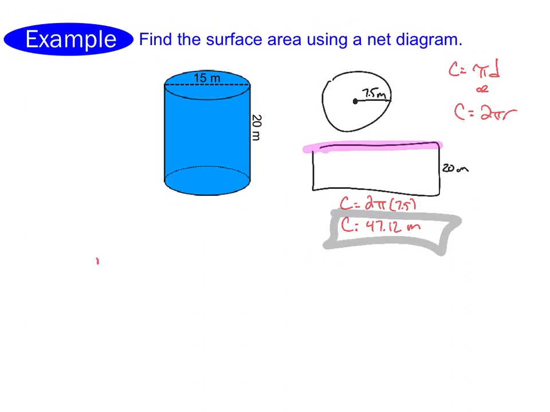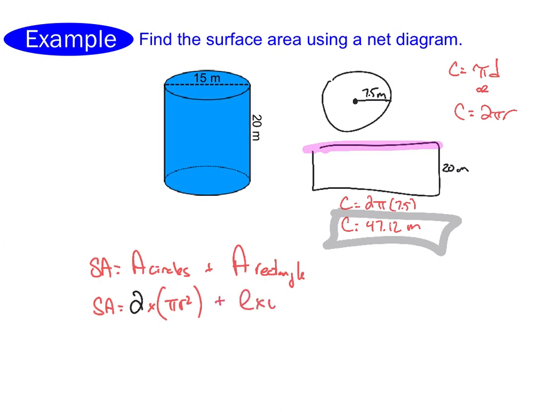So our surface area is going to be made up of the area of the circles plus the area of the rectangle. Now, I did say area of circles because there's 2 circles. 2 circles means that we're going to multiply the area of one circle, which is pi r squared, by 2 because there's 2 circles. And we know area of a rectangle is length times width.